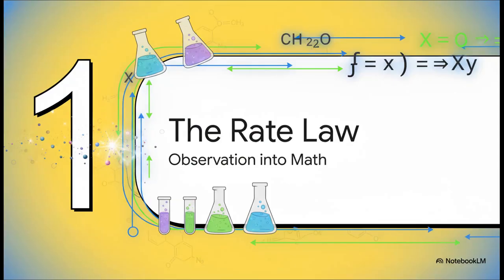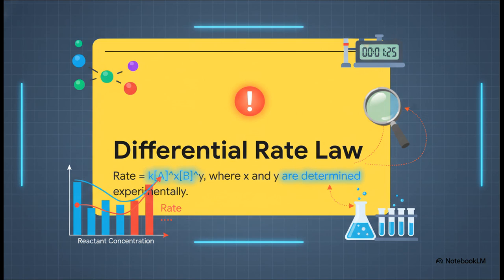Section 3, the rate law. Let's see how this is actually easy when we turn our physical observations into simple math. Look closely at our differential rate law formula here. Rate equals K, which is our rate constant, multiplied by the concentration of reactant A to the power X and reactant B to the power Y.